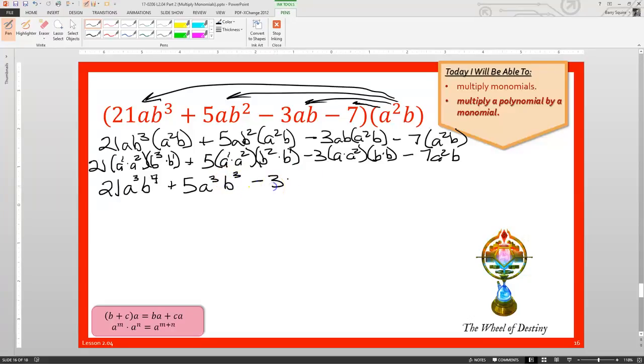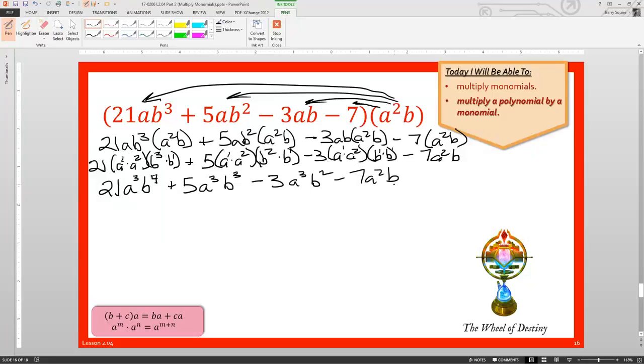Then minus 3, a to the first times a to the second is a to the third, and then b to the first times b to the first is b squared. And then we have the last term here, which is really beautiful. Okay, so that's basically it. That's our new polynomial. We had a 4-term polynomial to start with, and we ended up with a 4-term polynomial.